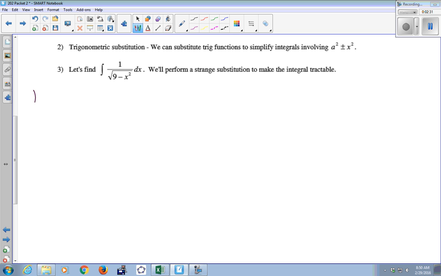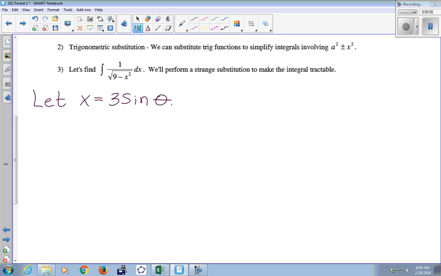All right, so the key here is we're going to let x, we're going to substitute anywhere we see an x with a 3 sine theta. Okay, so right now that feels a little magical. I just pulled that out of nowhere. We'll talk about where that comes from in a few minutes. But let's just see what happens when you do that.